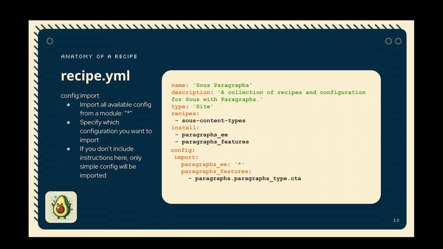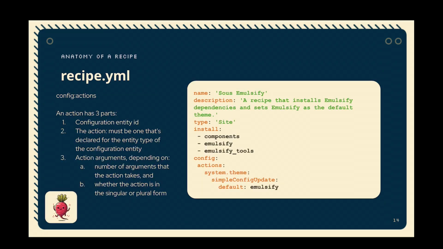When it installs those, it will import simple configurations, like basic settings for file, but not any configuration entities that those modules or themes ship with. So you have the option, if you want those imported, to specify in this config section. You can use this wildcard to say import everything that it provides, or you can provide specific ones if there are individual configuration entities that you want to make sure get imported because your recipe depends on those. Then you can use configuration actions to do even more flexible things in terms of importing or manipulating the configuration.